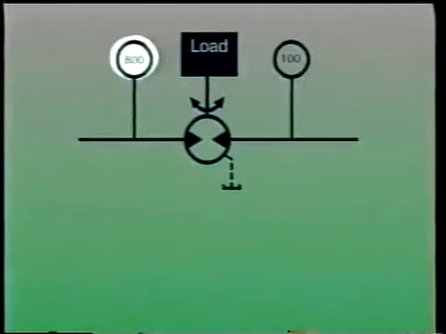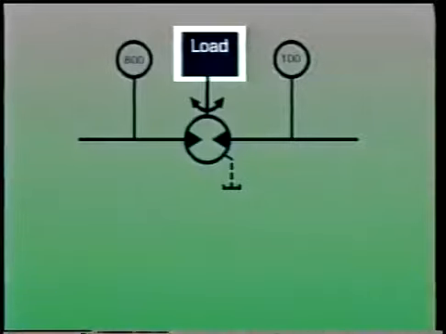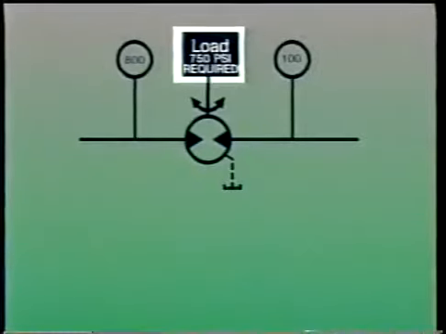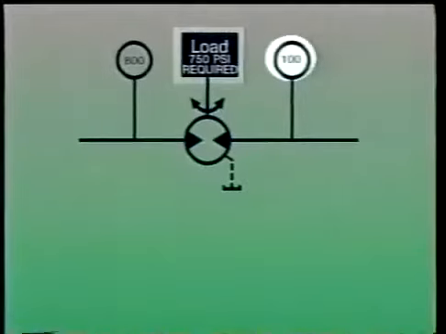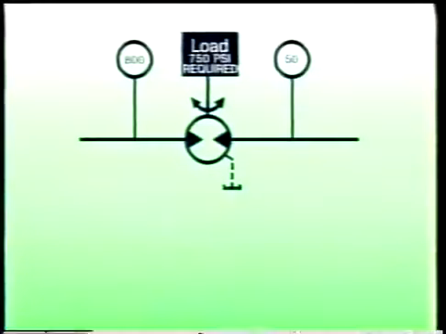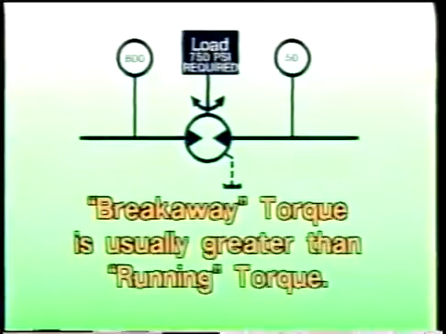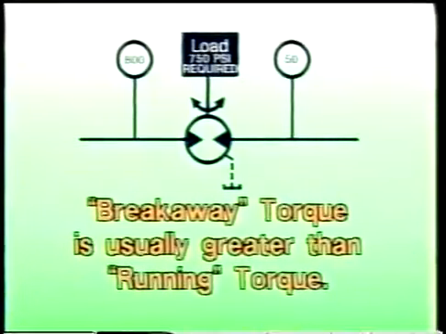800 psi less 100 psi back pressure leaves only 700 psi available for a load which requires 750 psi to move. Actually, even 50 psi of back pressure could prevent the load from turning. This is because the torque required to get a load turning, the breakaway torque as it's called, is usually greater than the torque required to keep a load turning, the running torque.